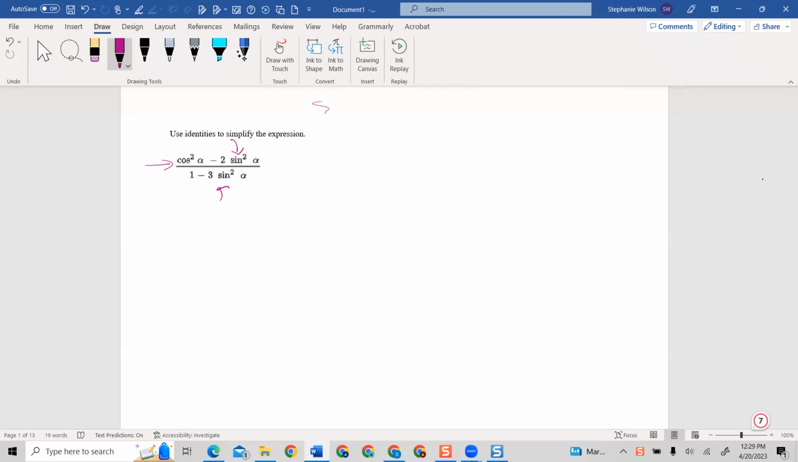I must use our Pythagorean identity. Sine squared of an angle plus cosine squared of an angle is equal to 1. I want to know what cosine squared is so I can plug it in. So I'm going to subtract the sine squared of the angle from both sides. Now I can say 1 minus sine squared of alpha minus, and I'm going to put in the rest of this expression.